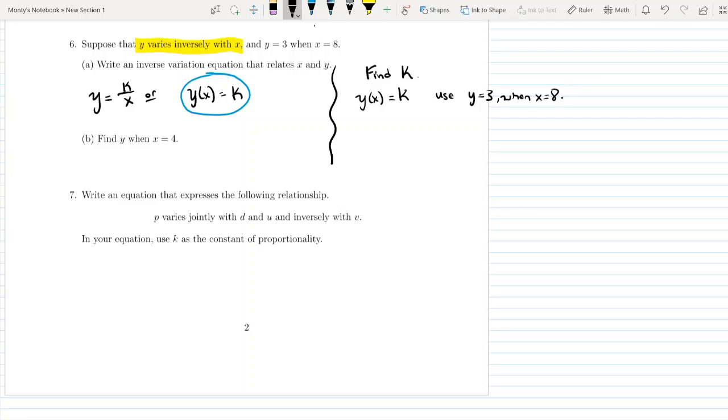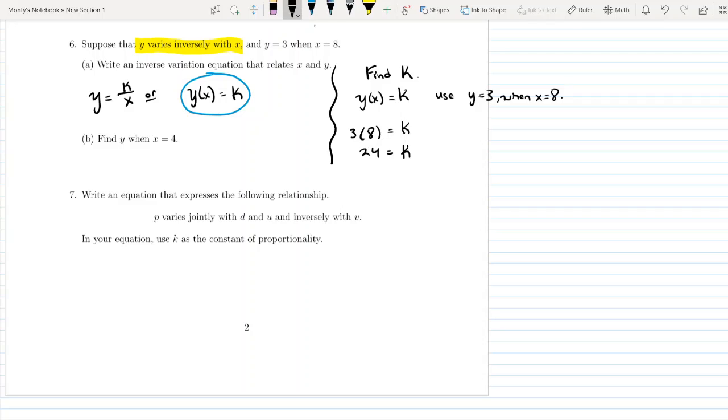So plugging those values in, we have that 3 times 8 is equal to k, or k is equal to 24. And there is our k value here.